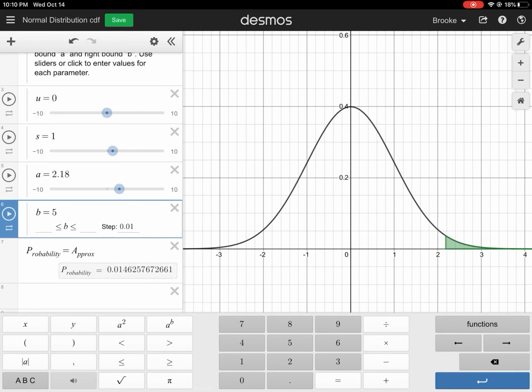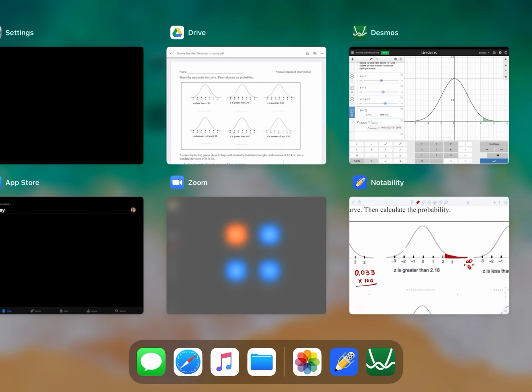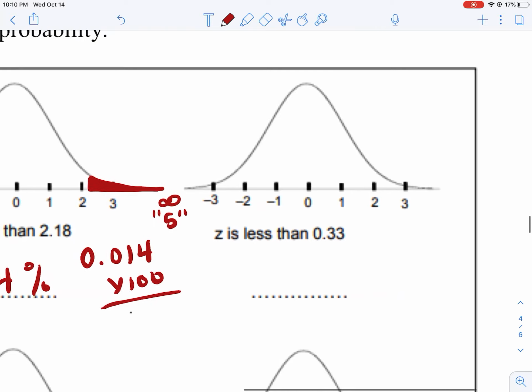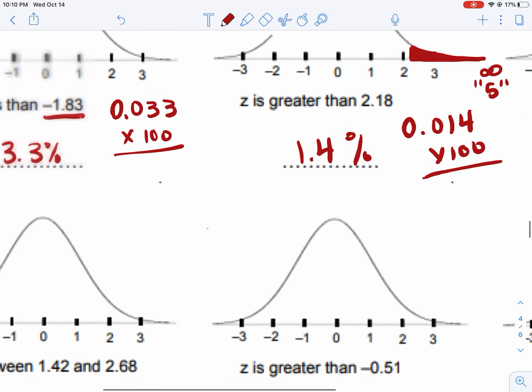So remember, I hope you notice that with A and B, I'm going left to right. So A is always my farthest left point, and B is always my farthest right point. So I can see here 0.014. So if I go back here, 0.014 times 100 gives me 1.4%. And again, this makes sense. This is over 2 standard deviations away. This is going to be a very small percentage.